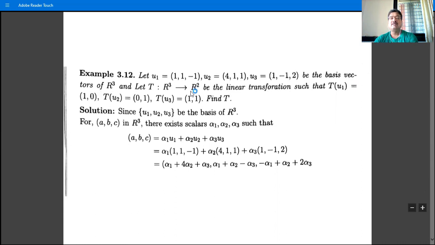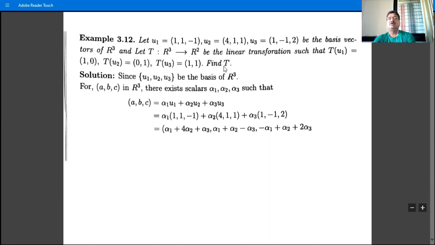Let T from R3 to R2 be a linear transformation such that T of u1 is (1, 0), T of u2 is (0, 1), and T of u3 is (1, 1). That is the image of u1, u2, u3 under T. And the question is find T, or find a formula for T. So in such a type of problem, we are given the images of these basis vectors, three vectors, and we have to find the formula for T.